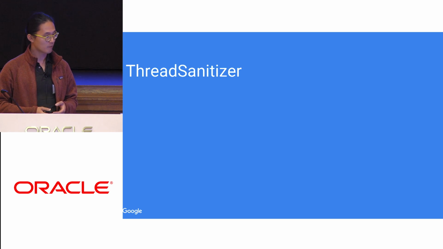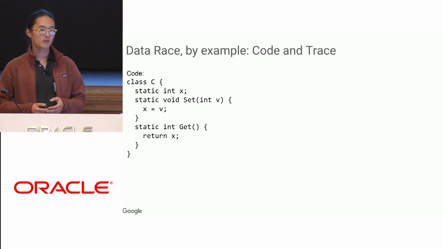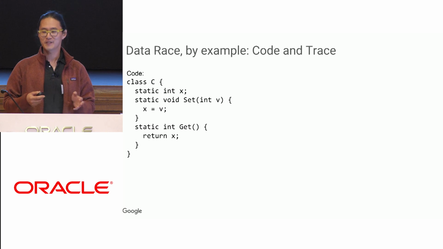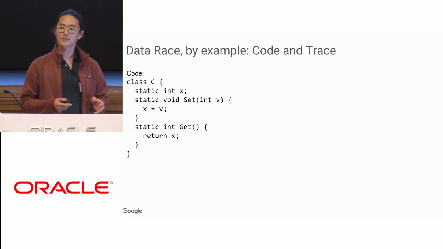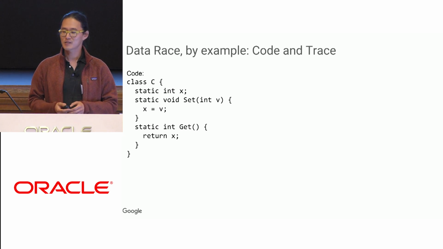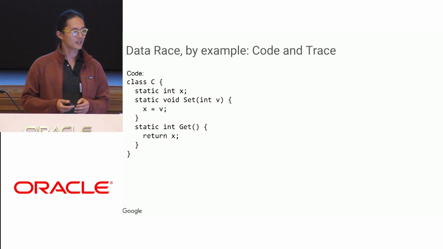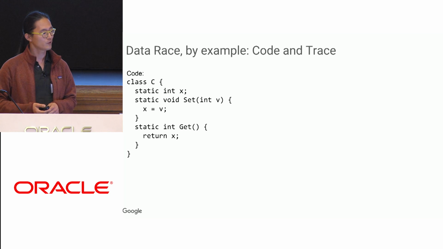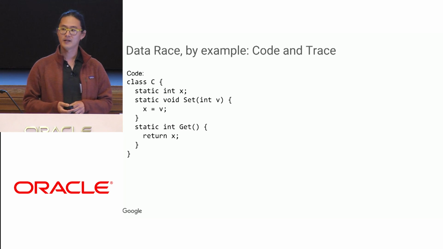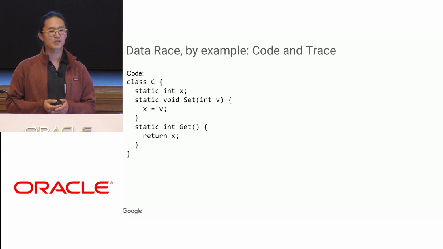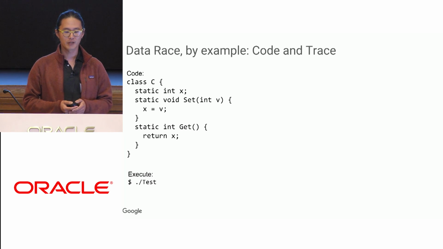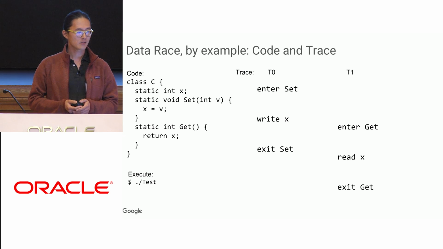Okay, so first, ThreadSanitizer. All of you in this audience know very well what a data race is. You've found them, you've caught them, you've fixed them. But to illustrate what the tool does, let me walk you through a very, very basic data race. Here's a Java class C. It has a static int field called x. There's a setter and a getter. There's a complete absence of synchronization. So when you compile and run this program, you may see a trace that looks like this.